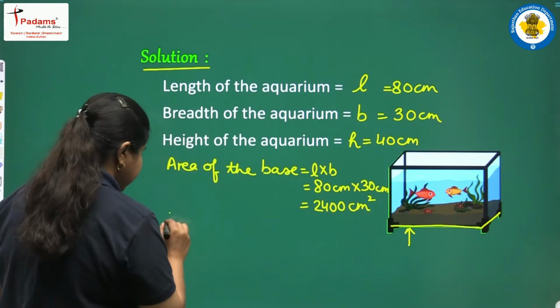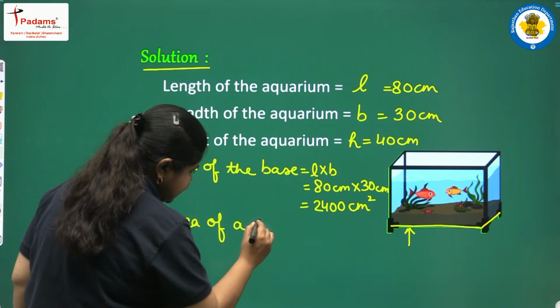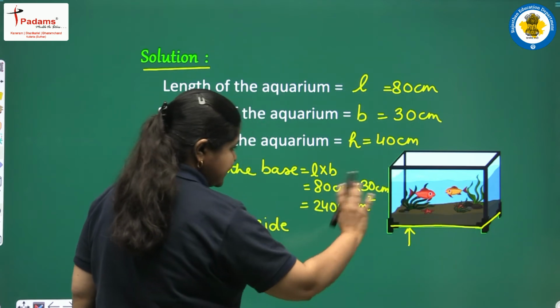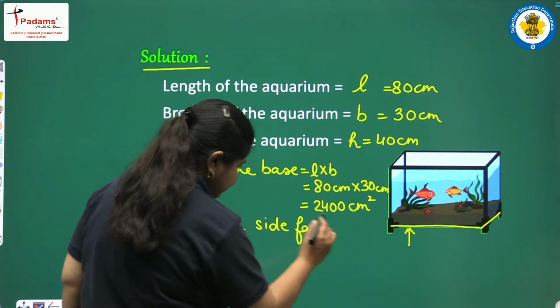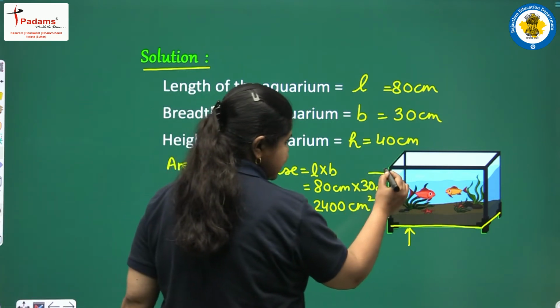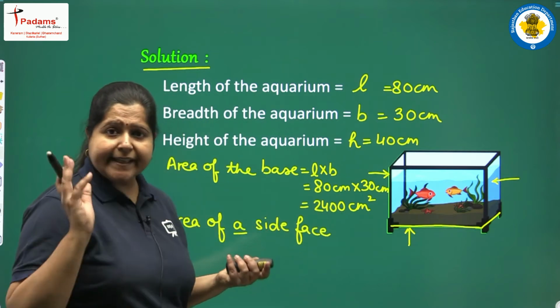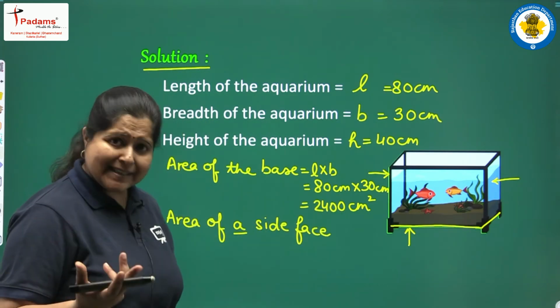Now we need to find the area of side faces. We will find the area of one single side face and then we will multiply it by 2 because the two faces at the side have the same area. So area of a side face. By this we mean one single side face. आप देख सकते हैं this one is the side face and we have this one as the side face. ये दोनों का area exactly same होगा तो एक का area निकाल लेते हैं, फिर उसको बाद में add करते समय 2 से multiply कर देंगे.